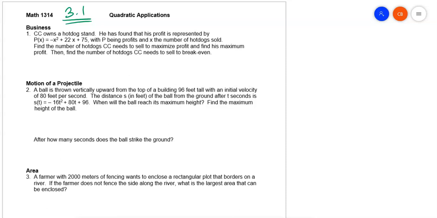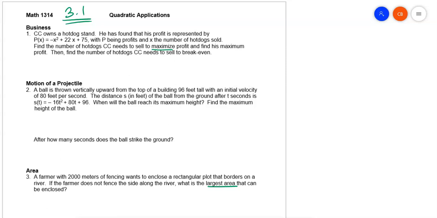We'll see stuff about maximizing, in this case maximizing profits. We'll have stuff about maximizing areas as well. What's the largest area? We'll see that one coming up in part 3. But in this one, without any further ado, let's just jump into this problem right here.